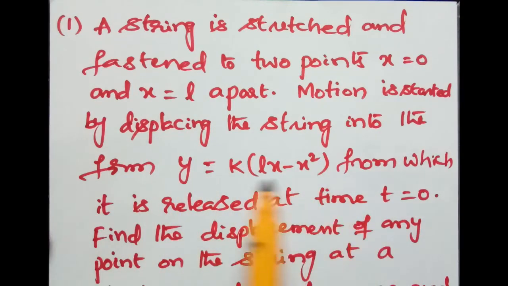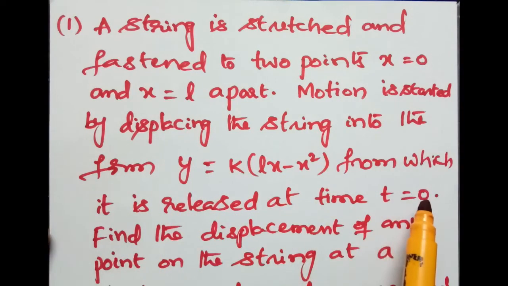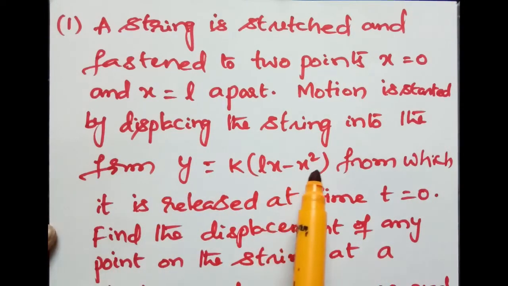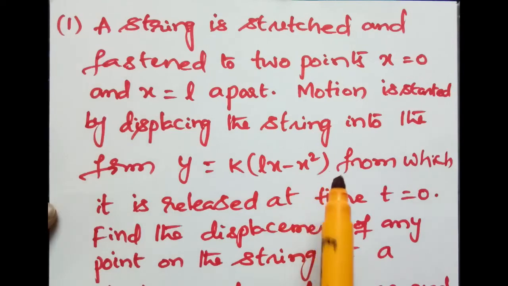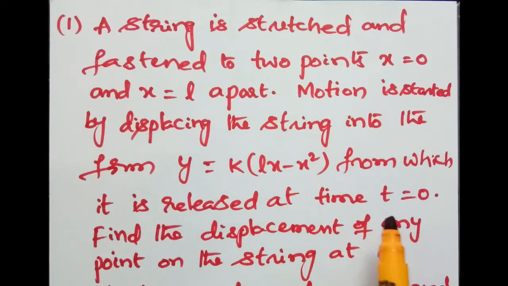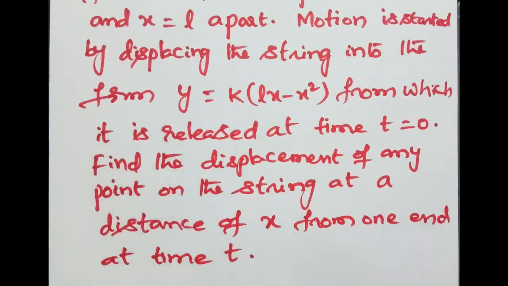We are releasing the string at a time t equal to 0 in the form of y is equal to k into (Lx minus x square). Now, find the displacement of any point on the string at a distance of x from one end at the time t.